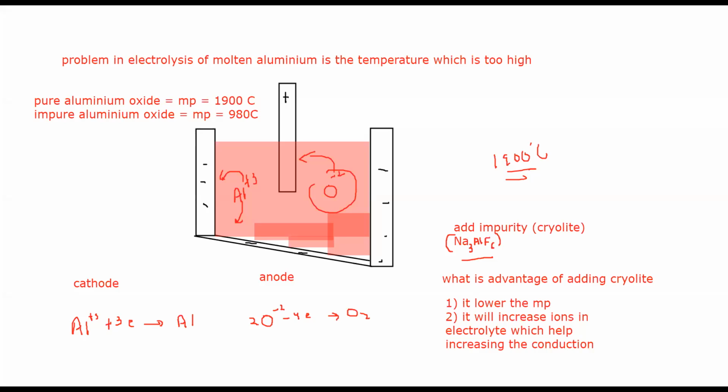There are many types of impurities that can be added, but cryolite is the best impurity to add to this. The reason for that, you can see here. Number one, when we add an impurity, it lowers the melting point. Number two, cryolite contains many ions: a sodium ion, aluminium ion, and fluorine ion. So as the number of ions increases, the conduction will also increase. And then there is another advantage of adding cryolite. Cryolite also contains aluminium, so it increases the amount of aluminium as well. So these are the three advantages of adding cryolite.